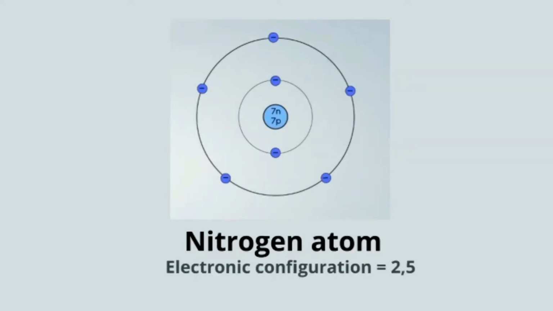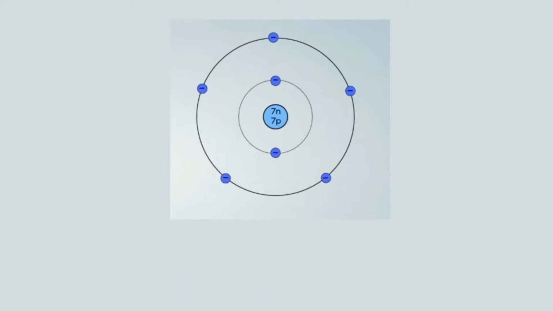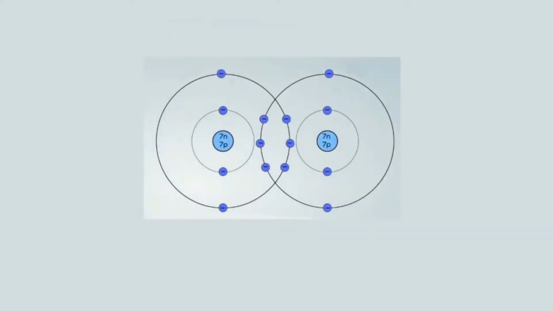In the case of nitrogen, which has an electronic configuration of 2, 5, it requires 3 electrons to attain a stable octet. This is done by sharing 3 pairs of electrons as shown. Now both the atoms of nitrogen have 8 electrons each in the outermost shell, thus attaining the octet. Since 3 pairs of electrons are shared, there are 3 bonds between the nitrogen atoms.